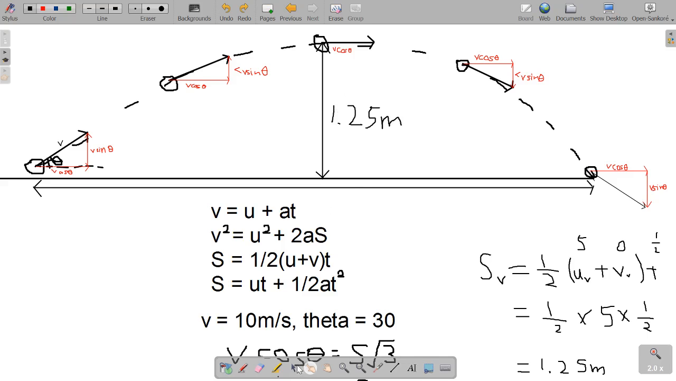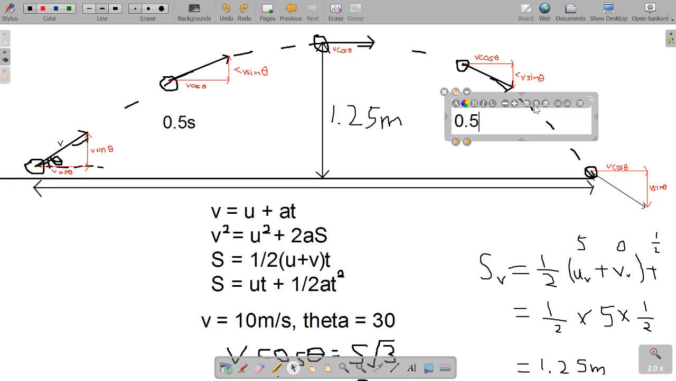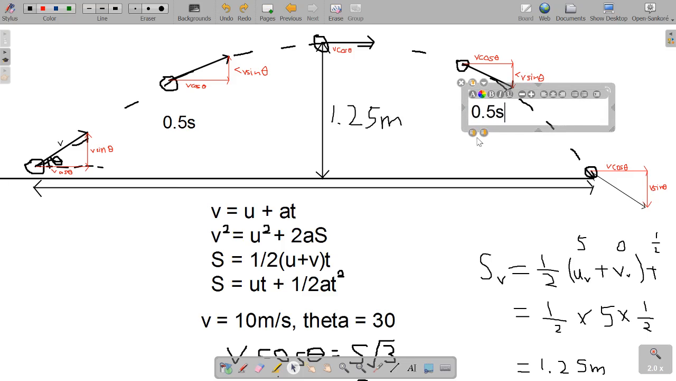So from our calculations, it takes 0.5 seconds for the ball to reach maximum height. So by symmetry it takes 0.5 seconds to land again. So total time taken is 1 second, as you can see.